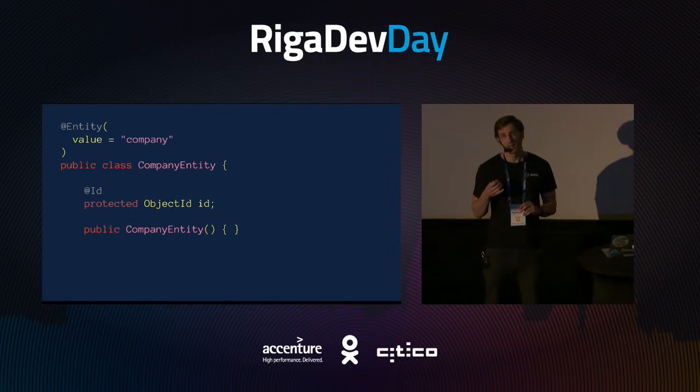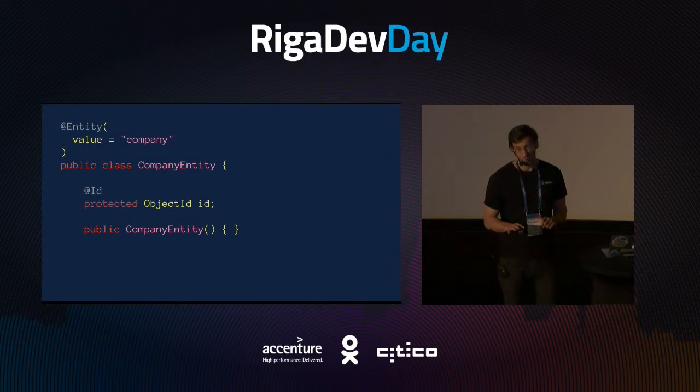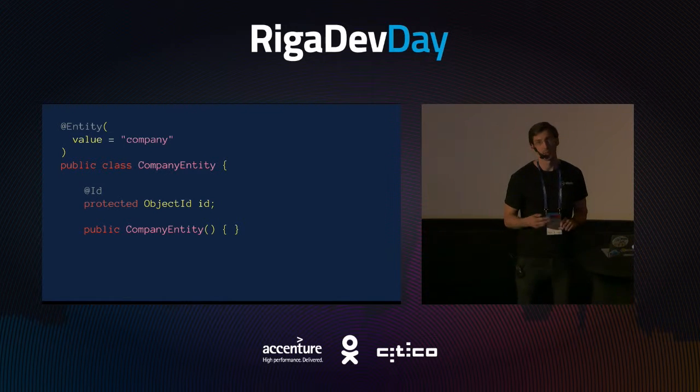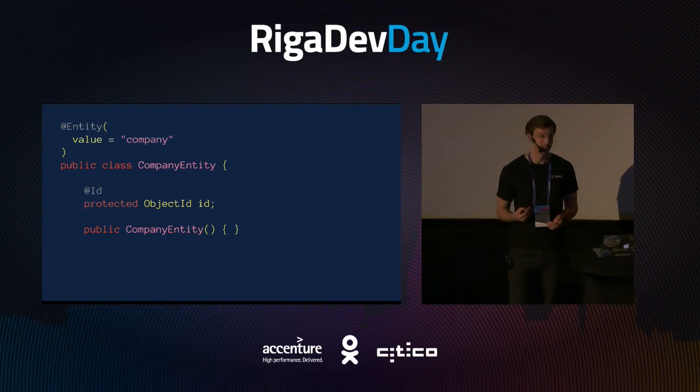And you need a no-args default constructor just to get it working. Otherwise, it will complain. But this can be public or even private, but it just needs to be there. It will be accessed via reflection. So this is all you need to store your very simple entity inside MongoDB.